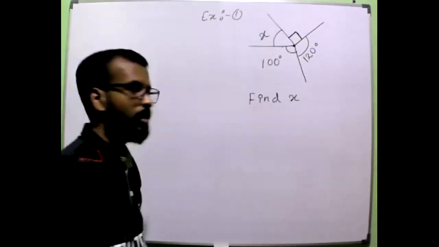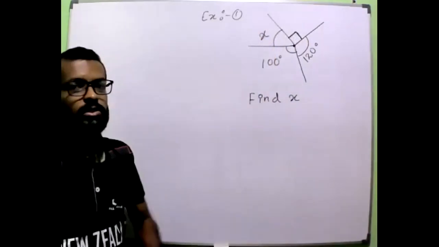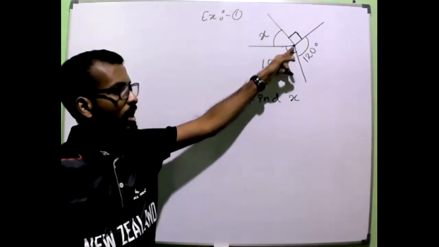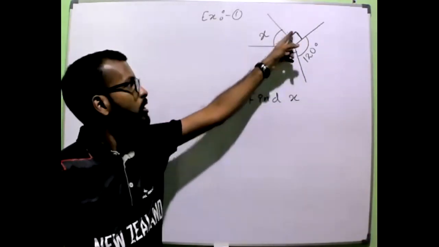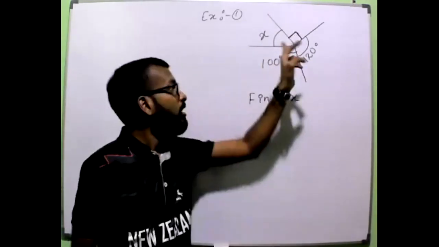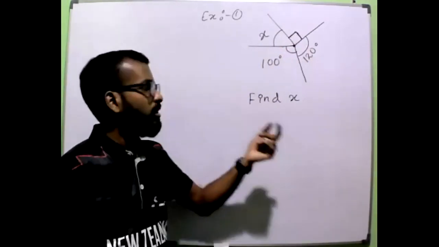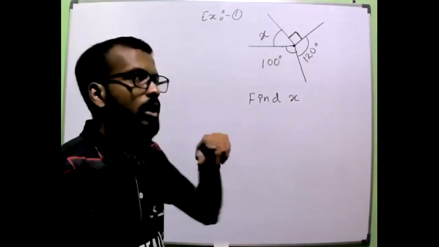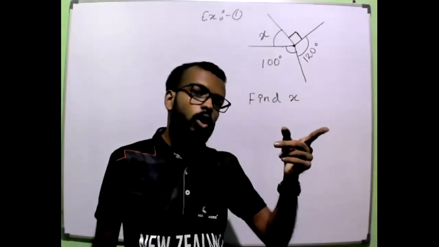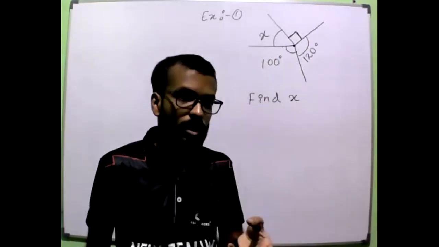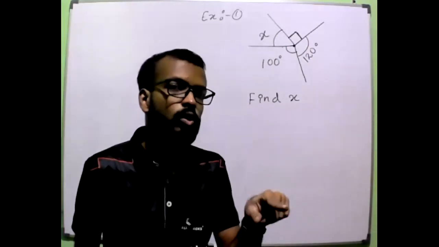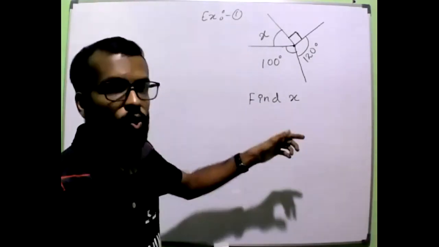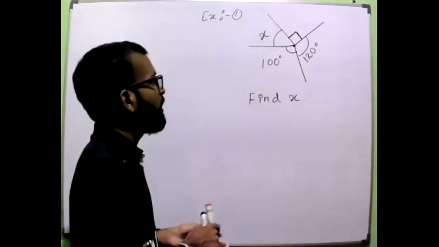This is very easy, so you know all the things. This is a point, and around this point you have 1, 2, 3, 4 angles. Previously we have discussed that if you get the sum of the angles around the point, it should equal 360 degrees. Keep that in your mind. Now we are going to apply it here.